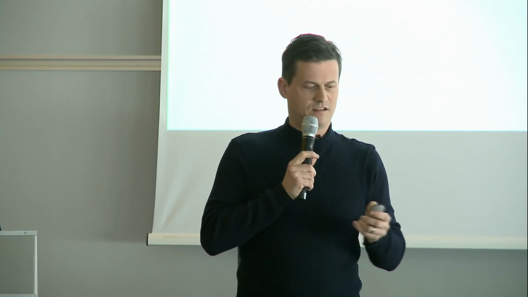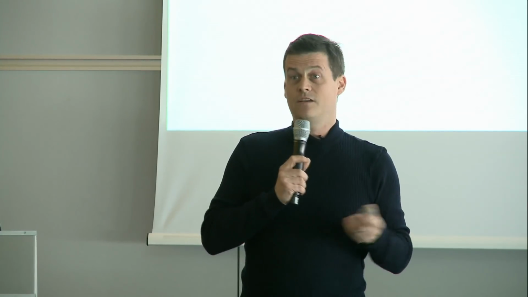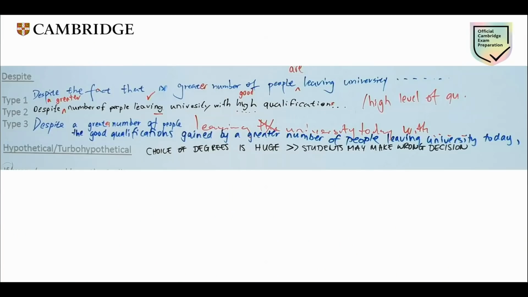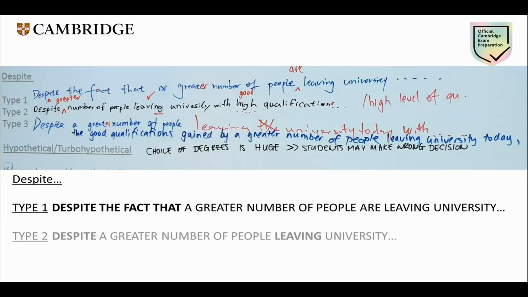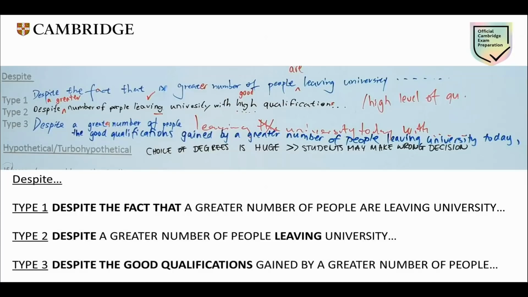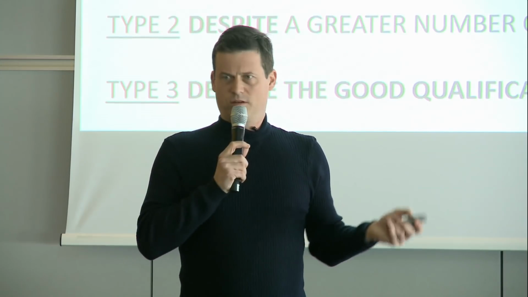Okay, class. And now you can see this is their writing on the board. They're giving me type 1s. Despite the fact that a great number of people are leaving university, despite a greater number of people leaving, they're doing all this. Because we've been through it, had a look at it, had a think about it, and now we're factoring in the language: despite the good qualifications gained by a greater number of people. What a range of options we've suddenly got.